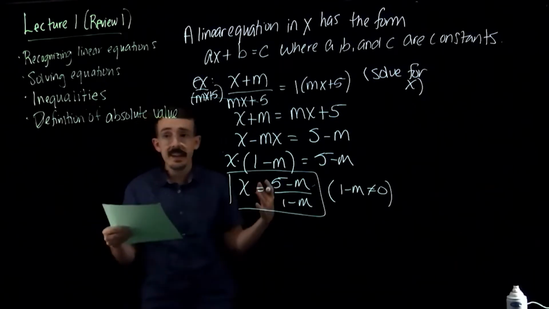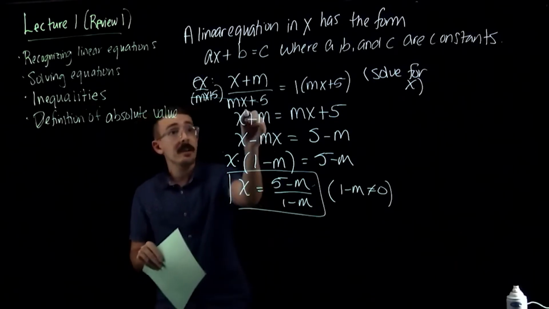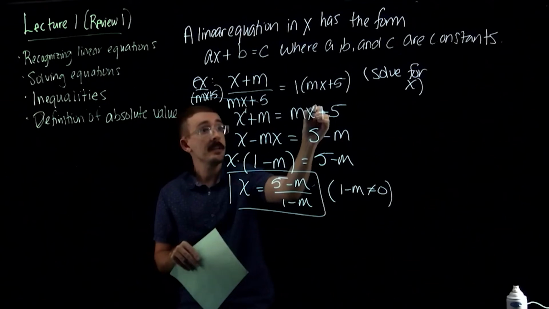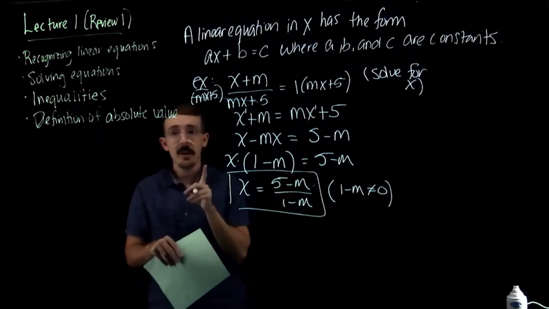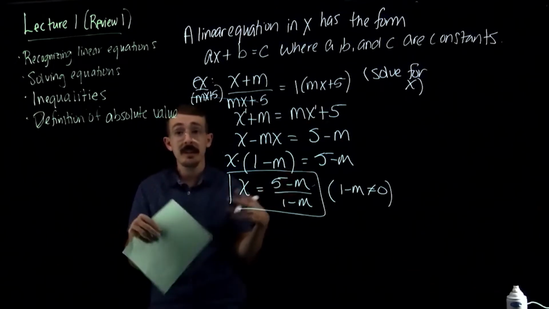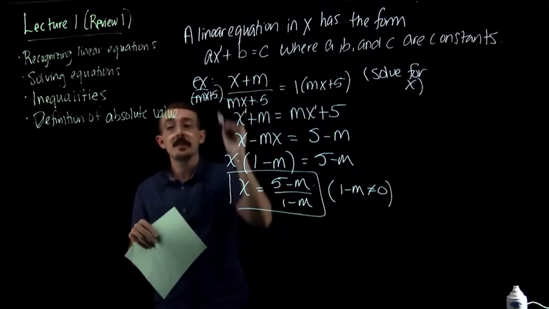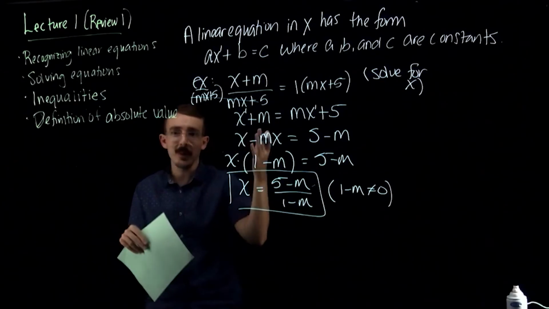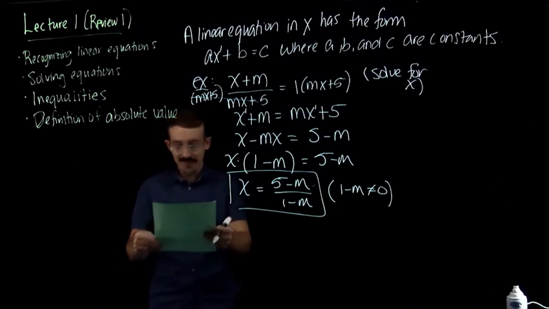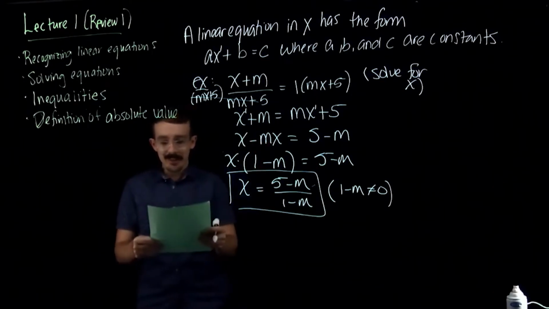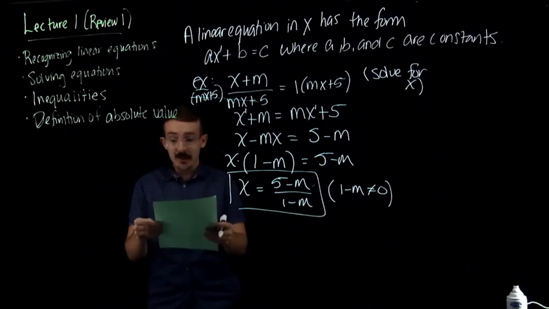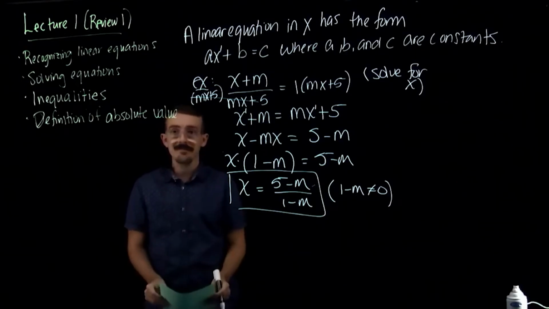This looks like a linear equation because the powers of x here and here are 1. That's the most important thing about being a linear equation: when you see the x's in the equation, the only power you see is 1 and no other powers. OK, so that was solving a linear equation. Next, we're going to look at some inequalities.